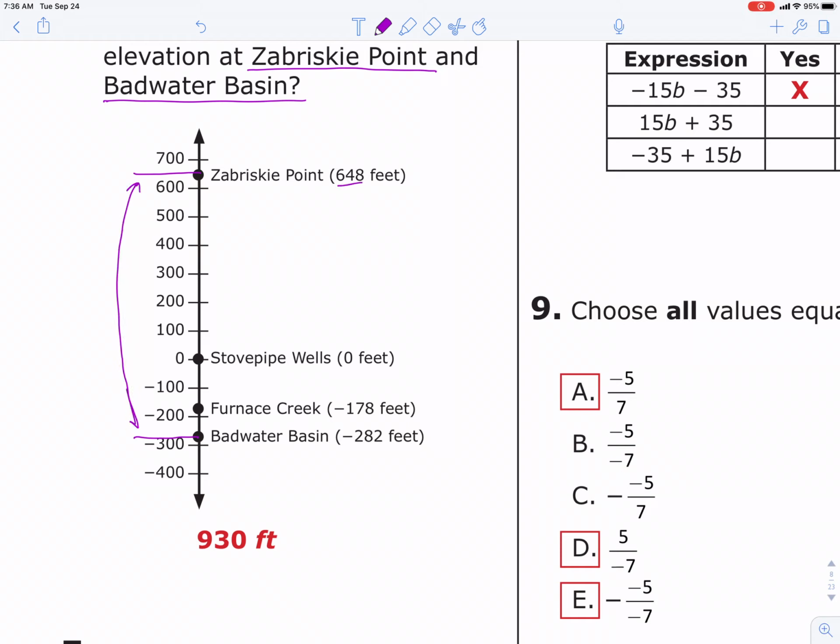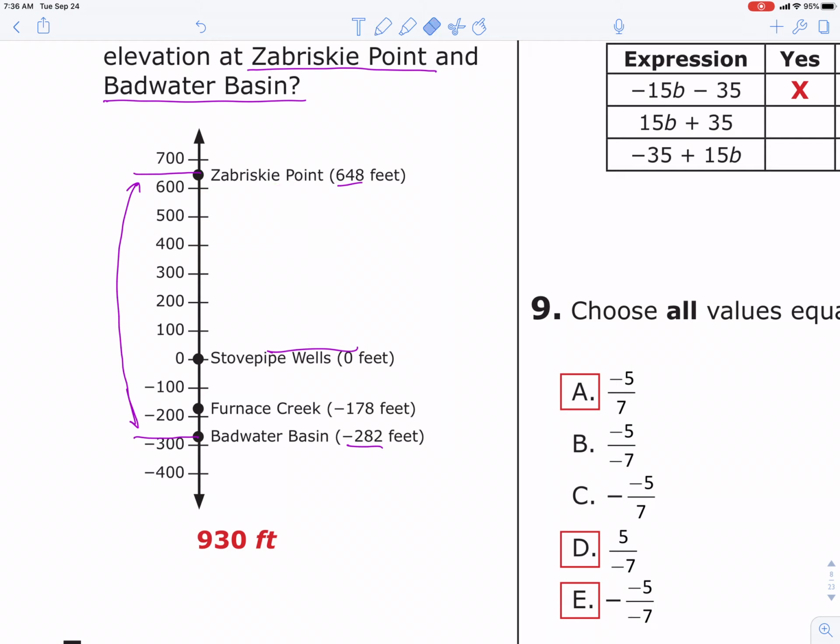So I don't take this and subtract this. That would mess me up. That would only be 400 and something feet, right? Or maybe even 300 and something feet. And I already know from Stovepipe to here, it's at least 648 feet. It's got to be more than that.